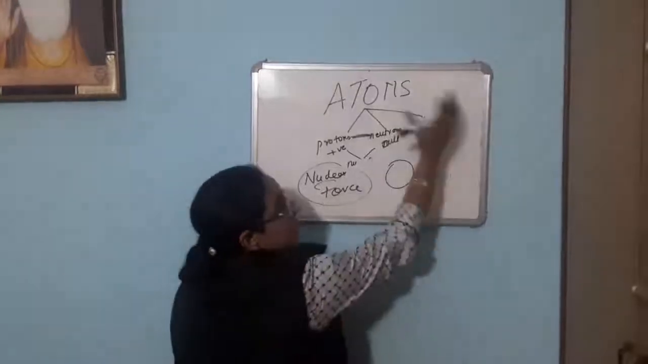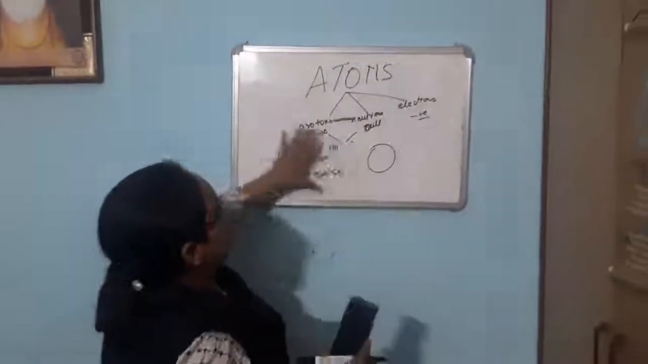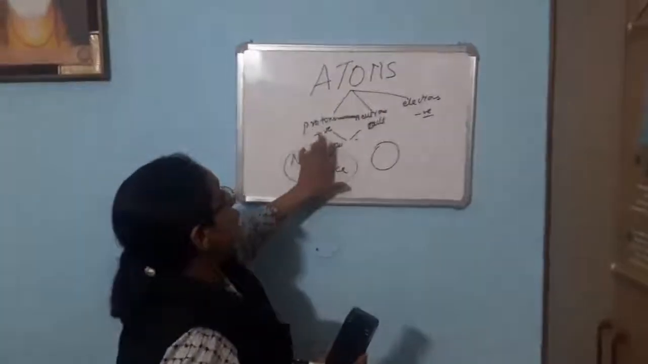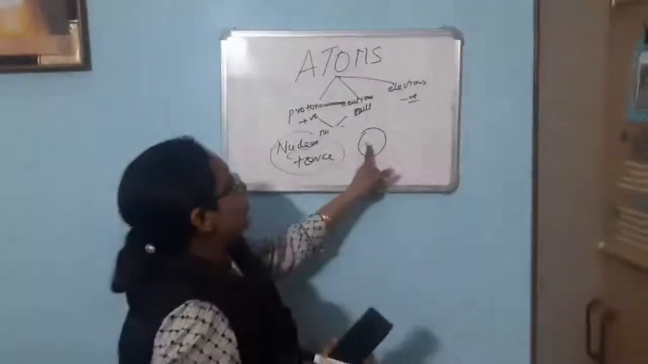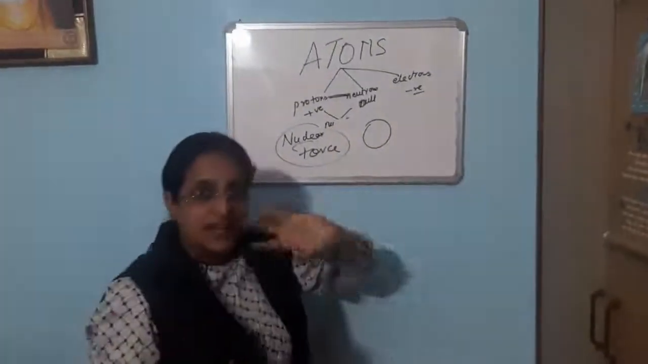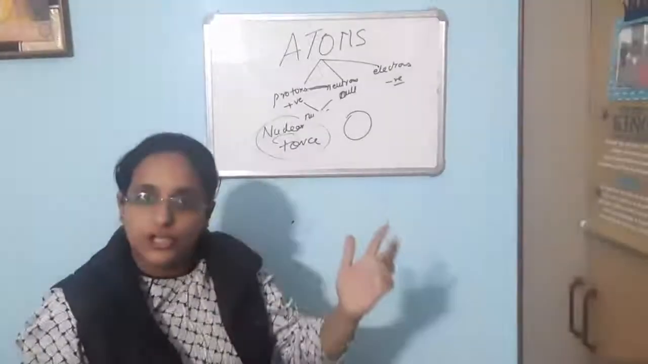And how are the electrons revolving around the protons? The electrons are revolving around the nucleus because of the force of attraction. We know the opposite charges attract each other. So the protons and the electrons have an attractive charge due to which they are revolving around the nucleus.